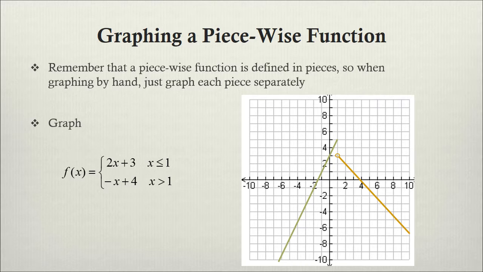Okay, the green line here is the 2x plus 3, and we graph that all the way up to 1, and then from 1 on we graph negative x plus 4. Now I did use the 1 as a starting point for the second graph, but notice I put an open circle there indicating that that value is not actually part of the graph, it's just the starting point. Again, all you need to do is graph the first line up to 1, including 1, and then graph the second line from 1 on.